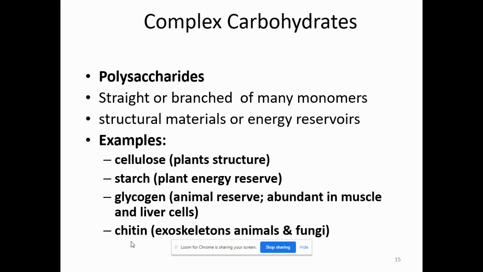For example, cellulose is a very important plant structural material. Starch, plants use starch for energy reserves. Glycogen is an important energy reserve in animals. And then in some animals, they use polysaccharides as structural material for their exoskeletons. Chitin, okay? So if you think of a lobster, crawfish, those are crustaceans. Well, they have exoskeletons made up of a complex carbohydrate called chitin.